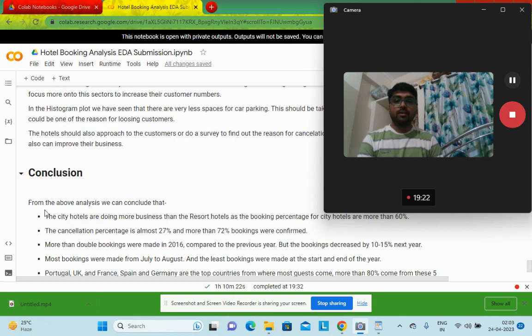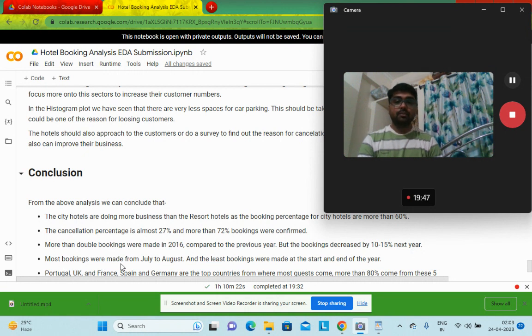Conclusion: from the above analysis, we can conclude that the city hotels are doing more business than the resort hotels, as the booking percentage of city hotels is more than 60%. The cancellation percentage is almost 27%, and more than 72% of bookings were confirmed. More than double the bookings were made in the year 2016 compared to the previous year, but the bookings decreased by 10 to 15% the next year.